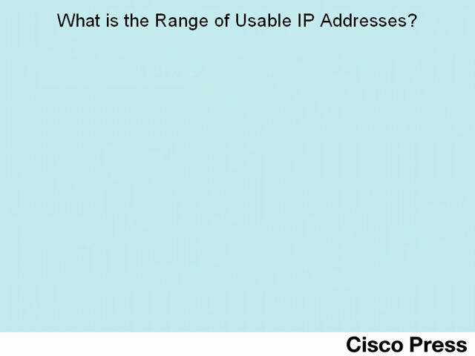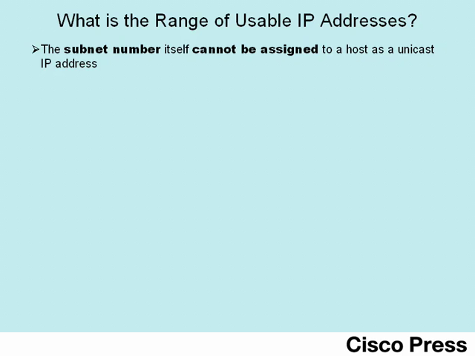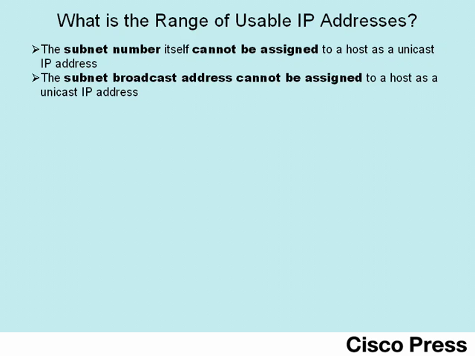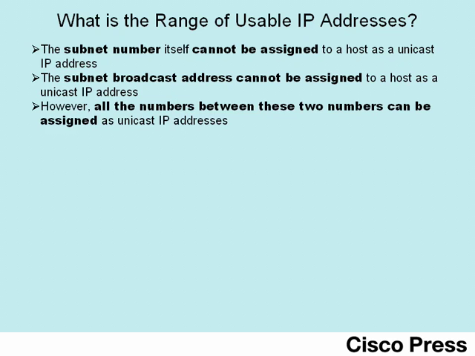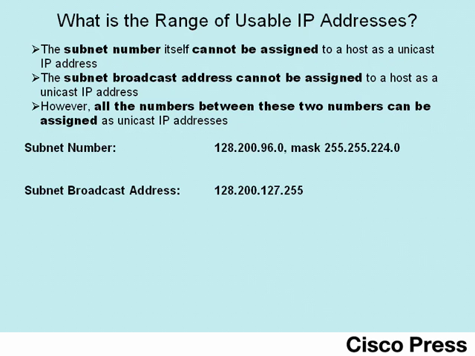Next, just to be clear, let me define what I mean by range of usable IP addresses. First of all, the subnet number itself cannot be assigned to a host to be used as its unicast IP address. And as we just saw, the subnet broadcast address cannot be assigned to a host either. However, all the numbers in between the subnet number, which is the smallest number, and the subnet broadcast address, which is the largest number, can be used. For instance, this video shows an instance with a subnet number of 128.200.96.0 with a mask of 255.255.224.0. It turns out the subnet broadcast address in this case will be 128.200.127.255.